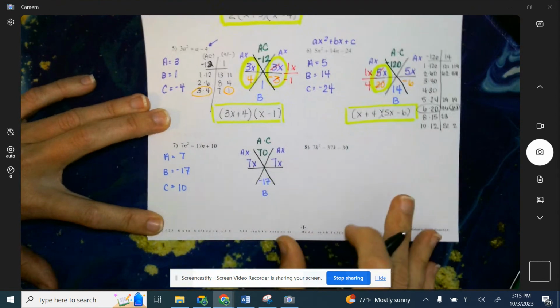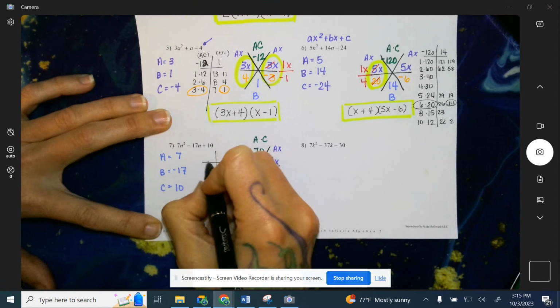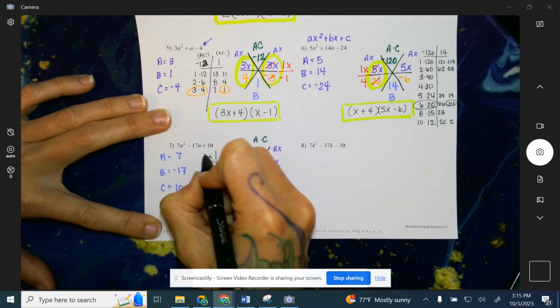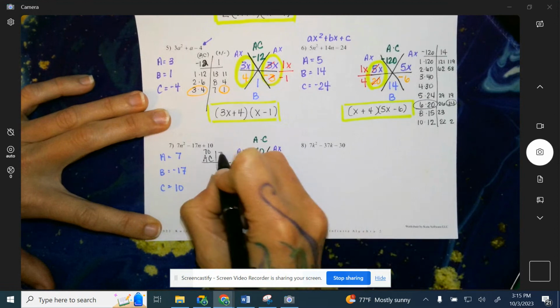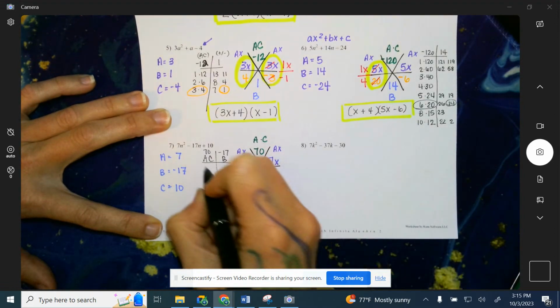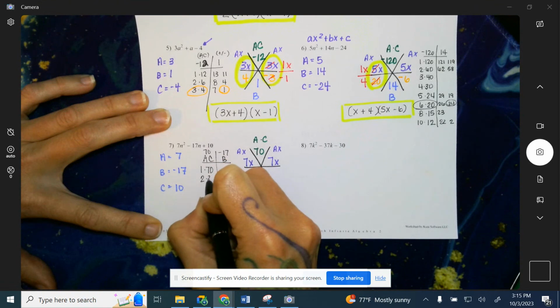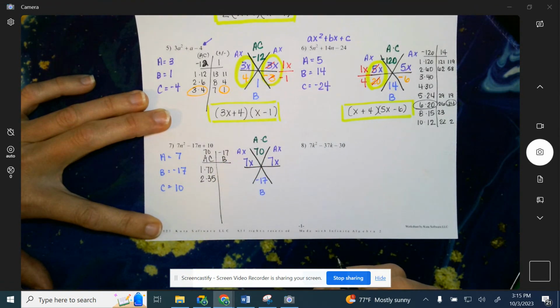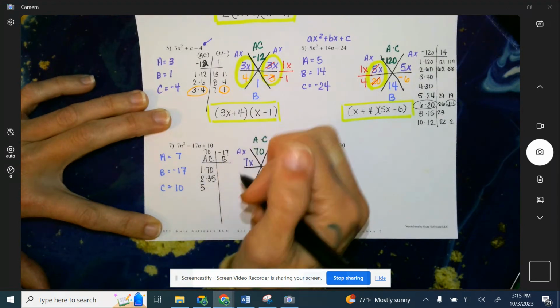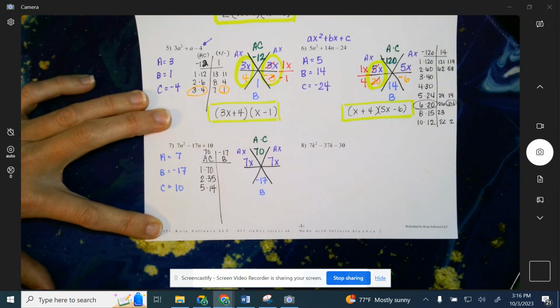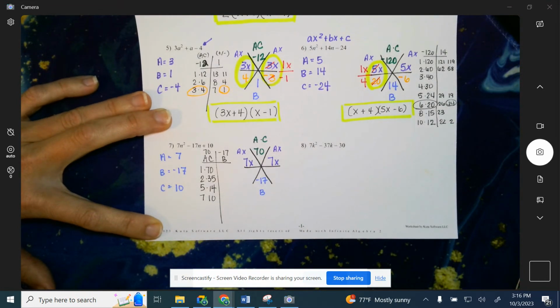Okay. Uh-oh, it jumped. ACB chart. So that's 70. We multiplied to get 70, and we're going to add or subtract to get negative 17. I bet some of you already know which one it's going to be. So 1 and 70, 2 and 35, 3, no good, 4, 5 and 14, 7 and 10, 8, 9, 10. I should know this, and I don't, off the top of my head. 70 is no good with 6, so 7 and 10. Then 8's no good, 9's no good, back to 10 again.